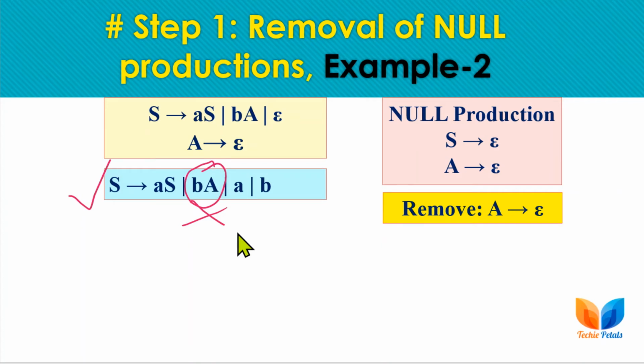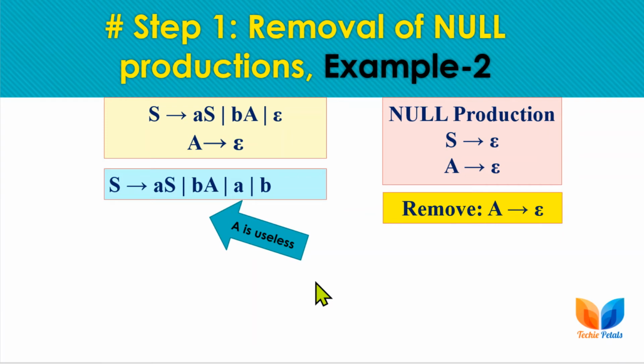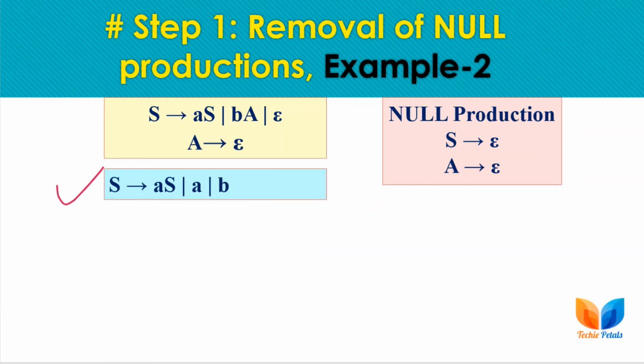So after removal of this useless production rule from the grammar, we can declare that A is useless here. After removal we are getting this as a simplified grammar, as a result of removal of null production rule and following the simplification method. So this is the resulting simplified grammar for this given grammar.